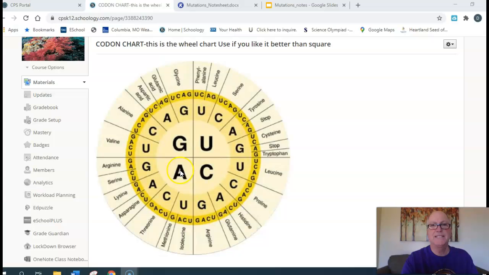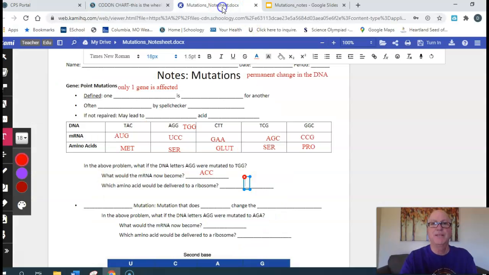Hopefully you looked up ACC and found that ACC codes for the amino acid threonine. So we'll just type that one in. You can just write the first 3 letters if you want to. Threonine. Now, let's take a look.